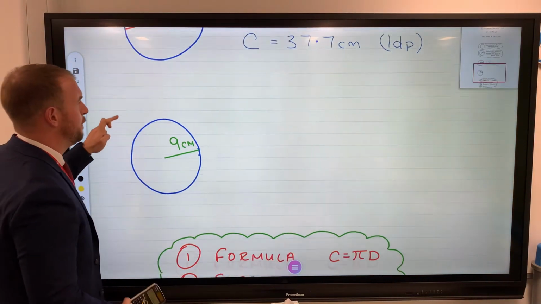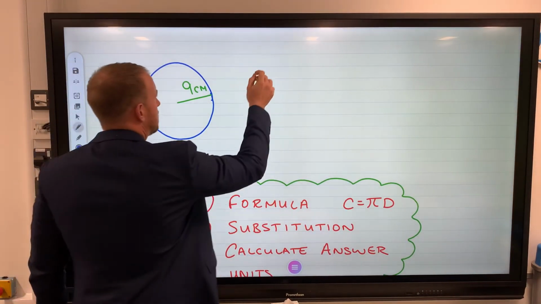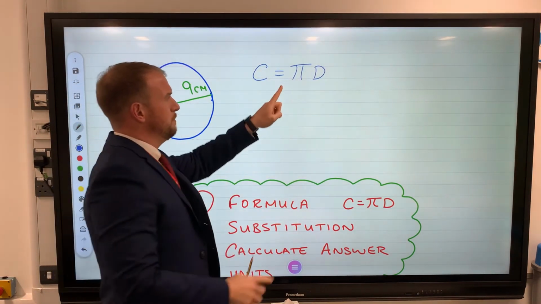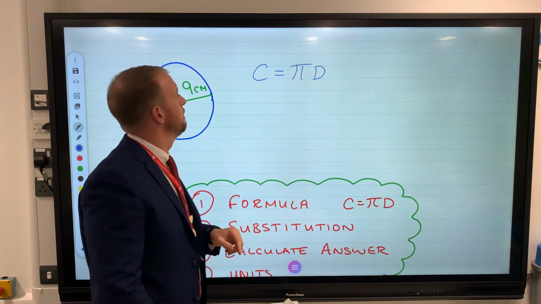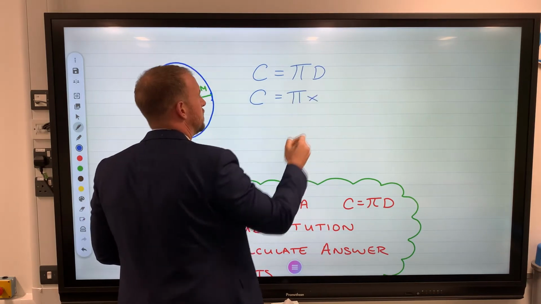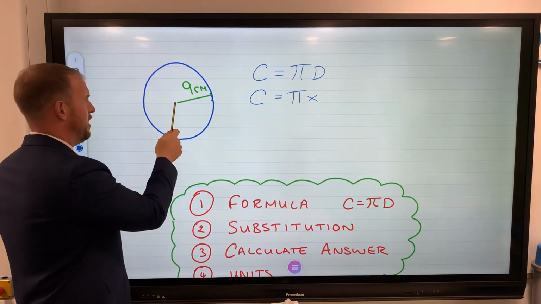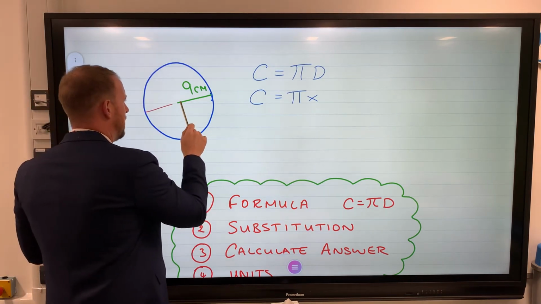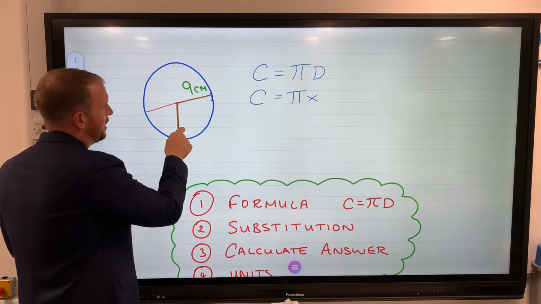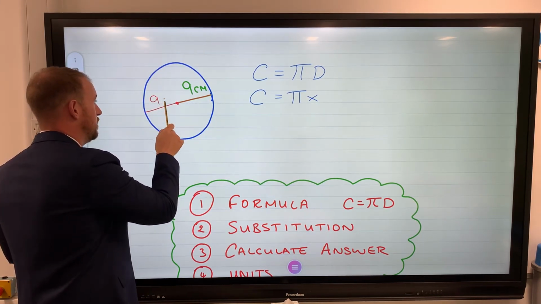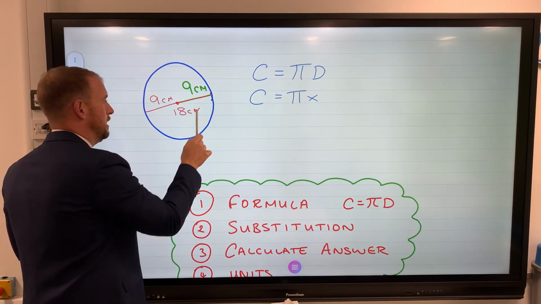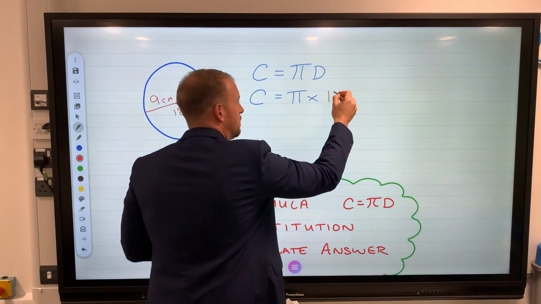So if we're going to use that formula again, C equals pi times diameter, remember when the symbols are touching, there's always that imaginary times sign in the middle. So then substitution would be pi times the diameter. However, this is a radius. So to get to the diameter, remember that direct relationship. If you have 9 here for the radius, and technically this side would be 9 as well, therefore the total diameter would be 18 centimetres. So the diameter would be 18.